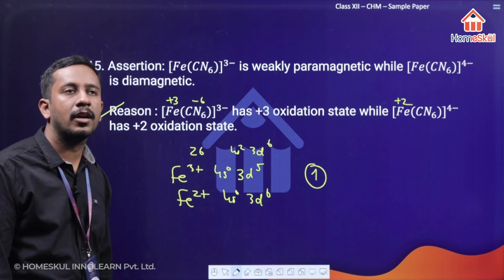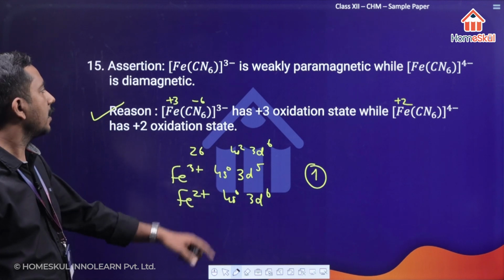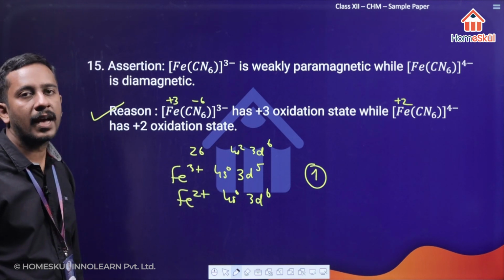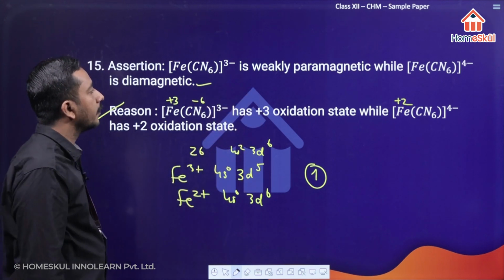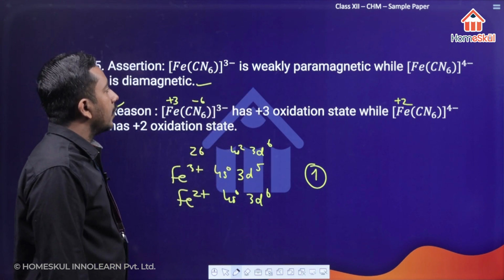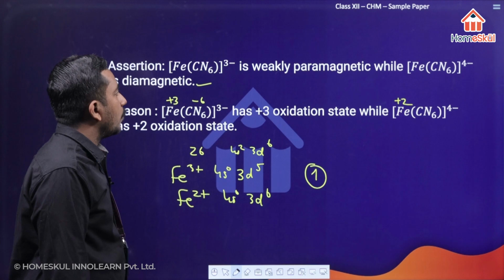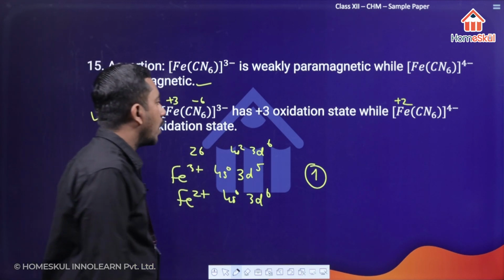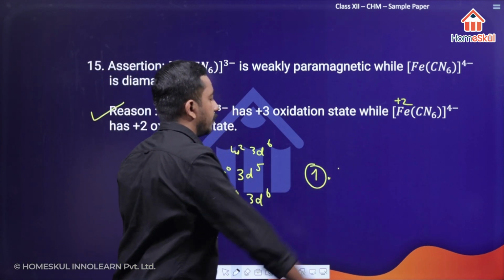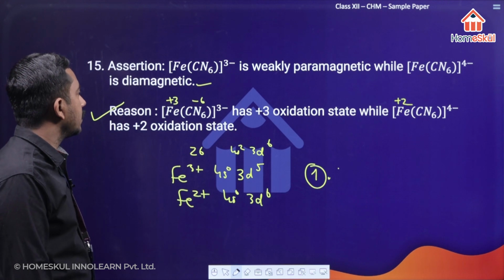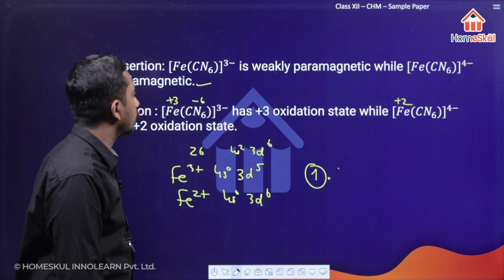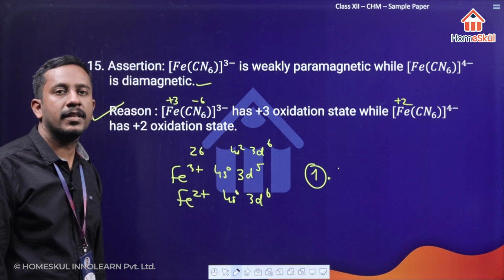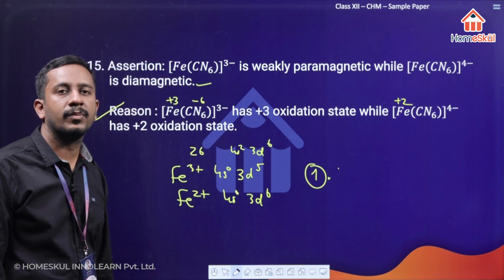That means there will be a total of 3 pairs. So [Fe(CN)6]4- does not have any unpaired electrons, so that is going to be diamagnetic. That is correct. And the first compound is weakly paramagnetic because it has 1 unpaired electron. So the assertion statement is also true, and the reason statement is also true. But is it the correct explanation? That is not entirely the correct explanation.